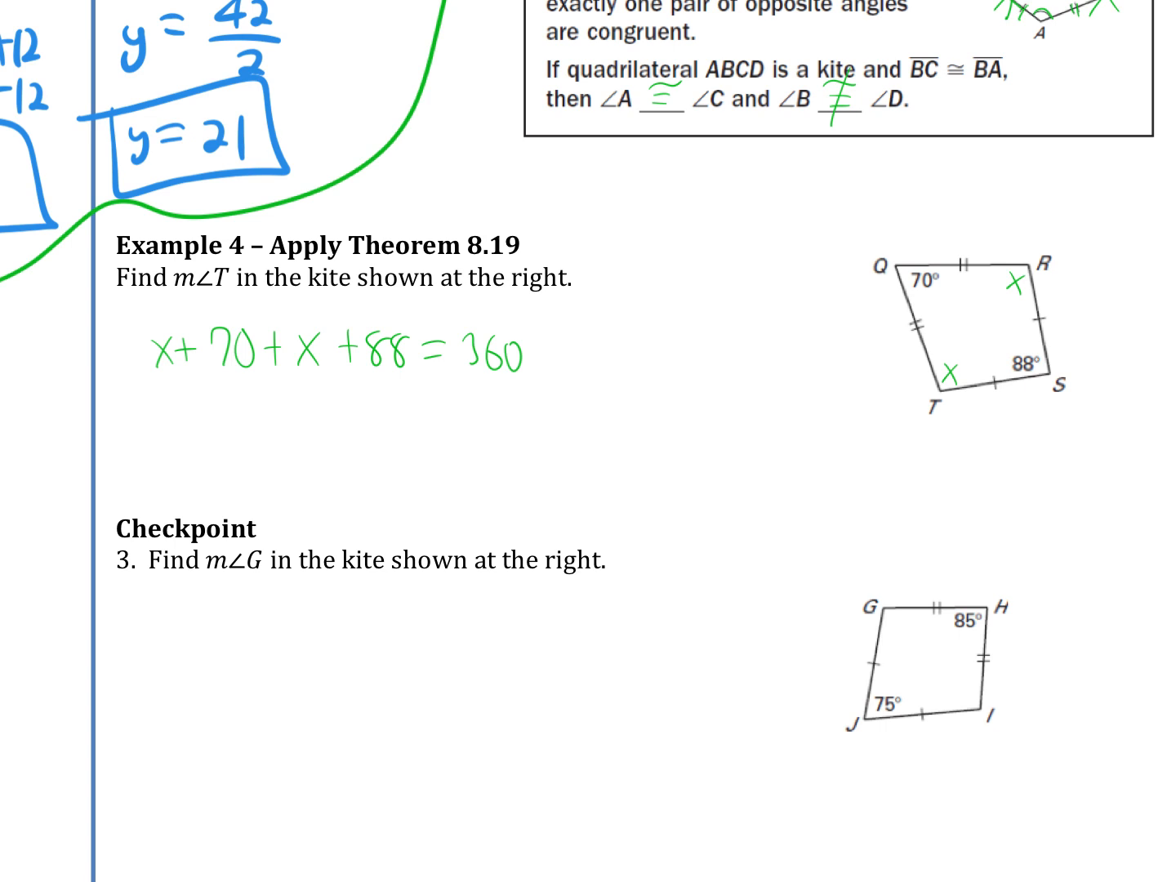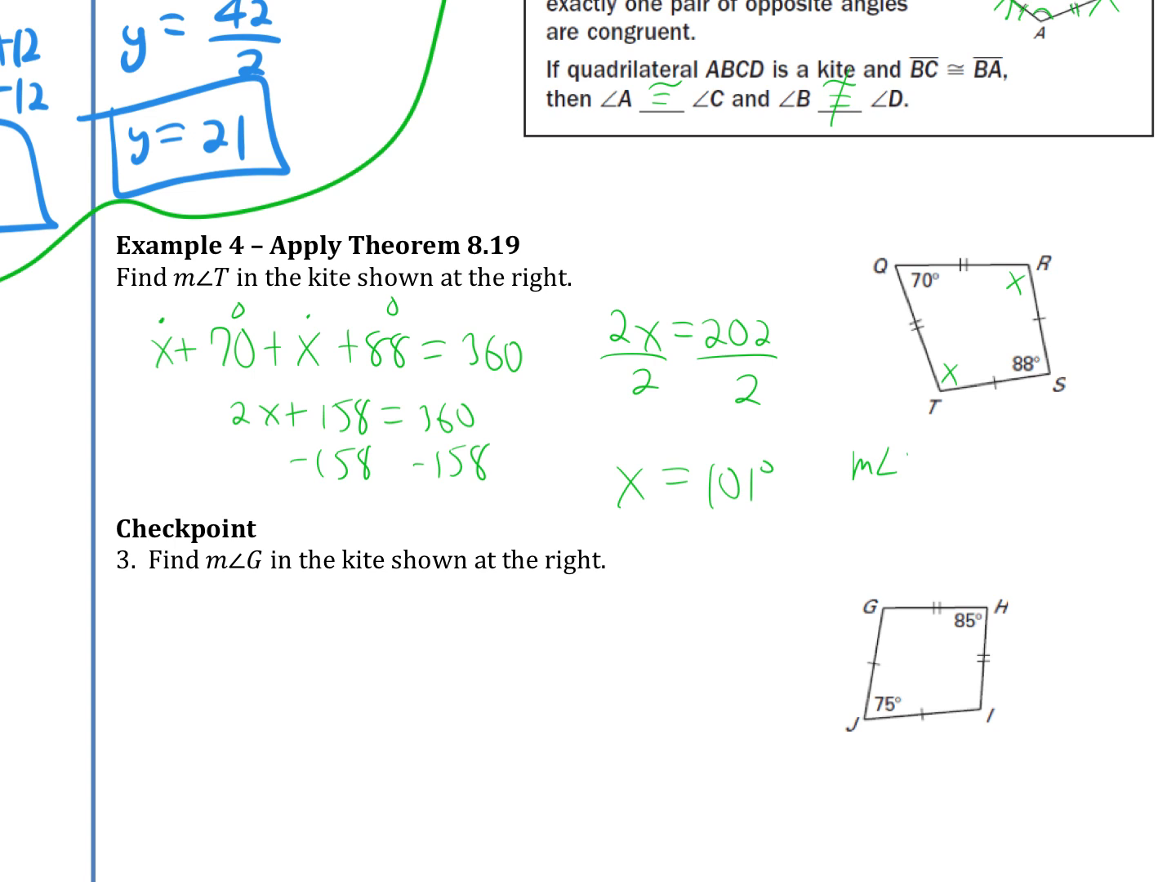Why don't you guys pause and solve from here if you can? All right, add like terms. x plus x is 2x. 70 plus 88 is 158 equals 360. Subtract 158. And we get 2x equals 202. Divide by 2. We get x equals 101 degrees. So angle T equals 101 degrees. Why don't you guys try the second example like this if you would like to. Go ahead and do that.